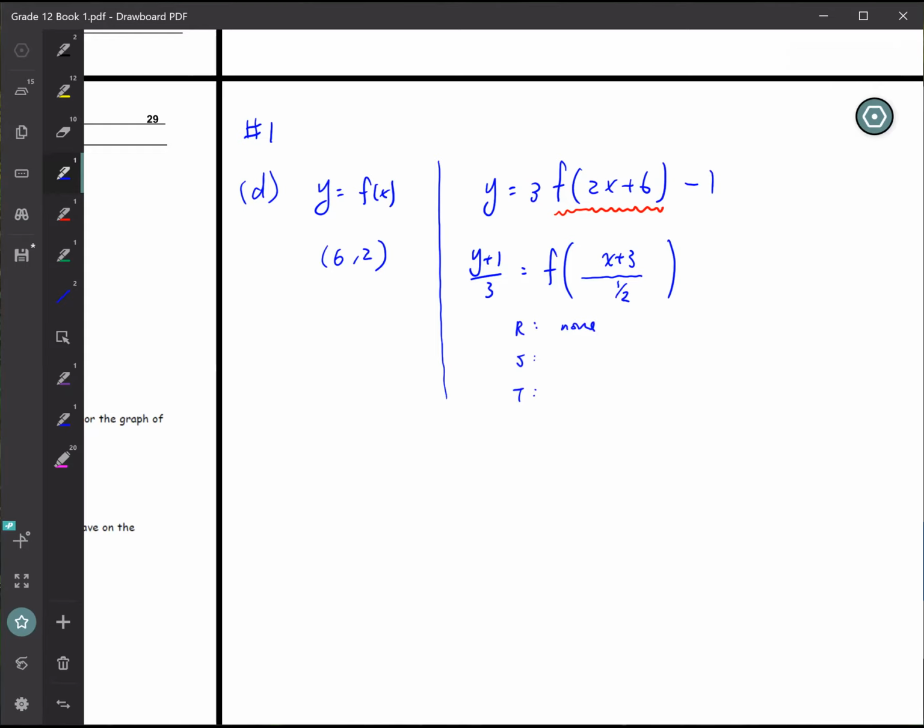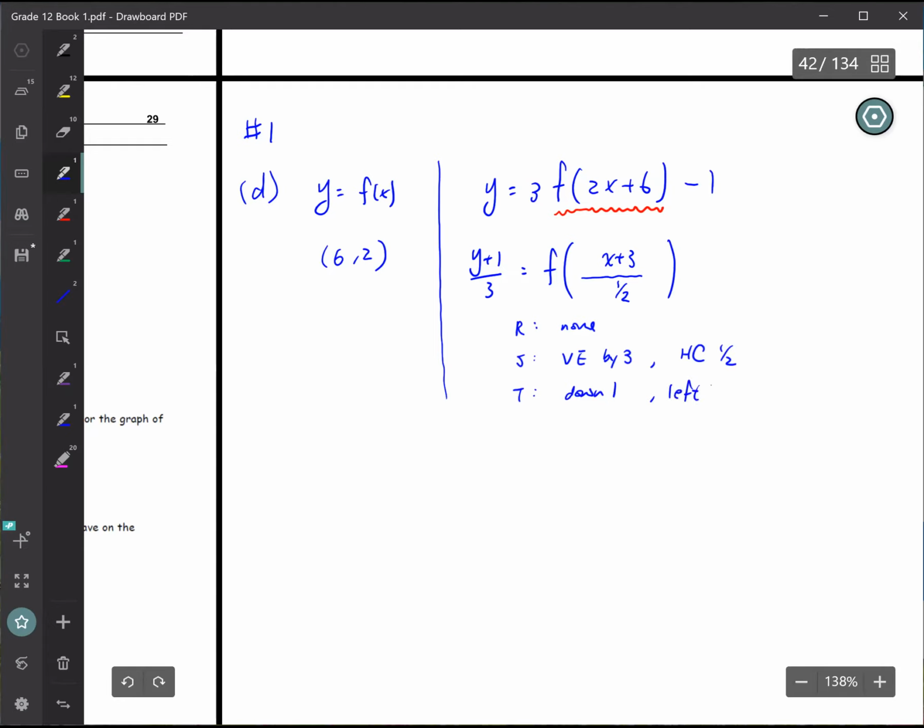Expand vertically by 3. And then compress horizontally by 1 over 2. Yeah, very good. And then last one, T? Move down by 1 and then left by 3. Okay, perfect. So once you get here, all we need to do is change the points.